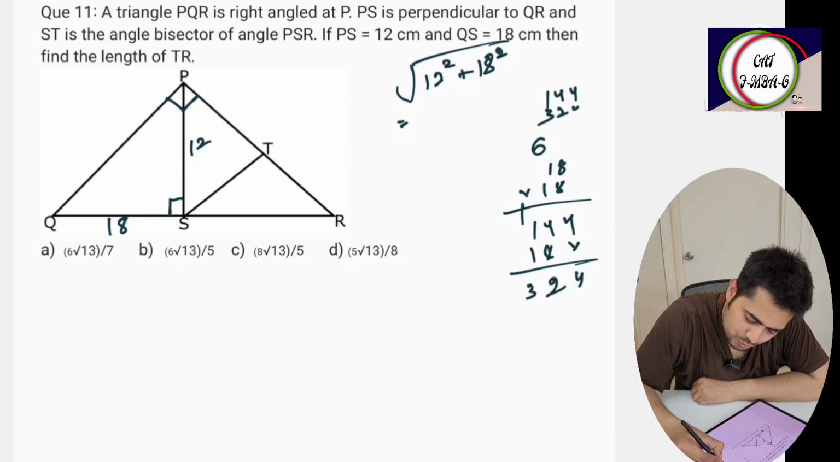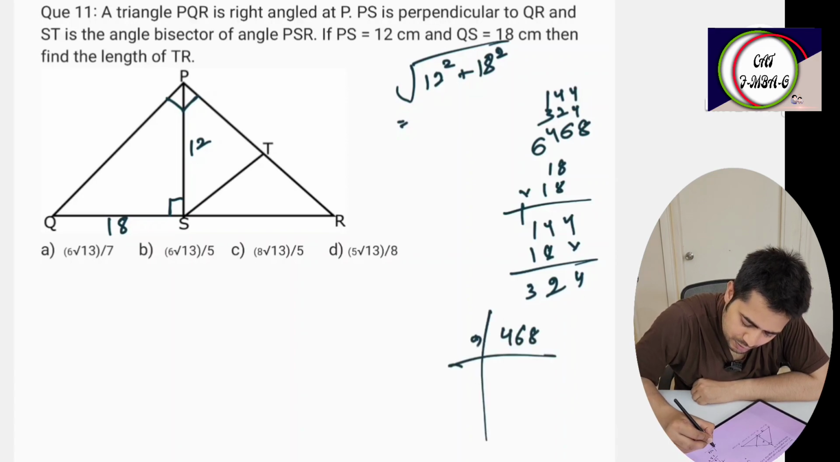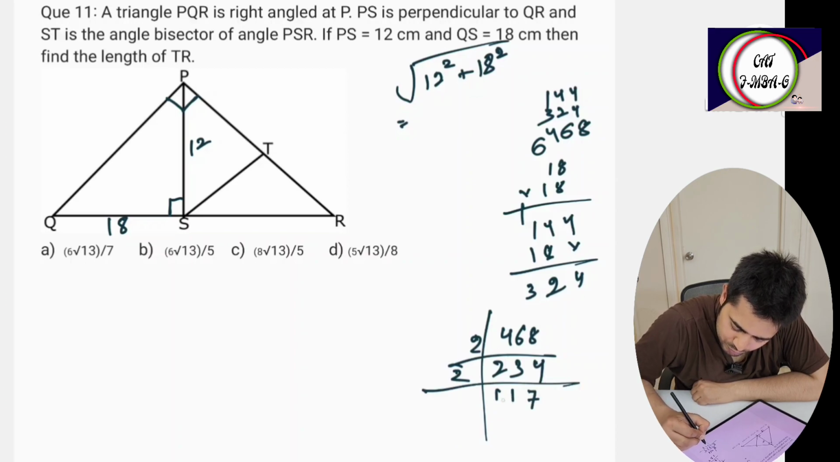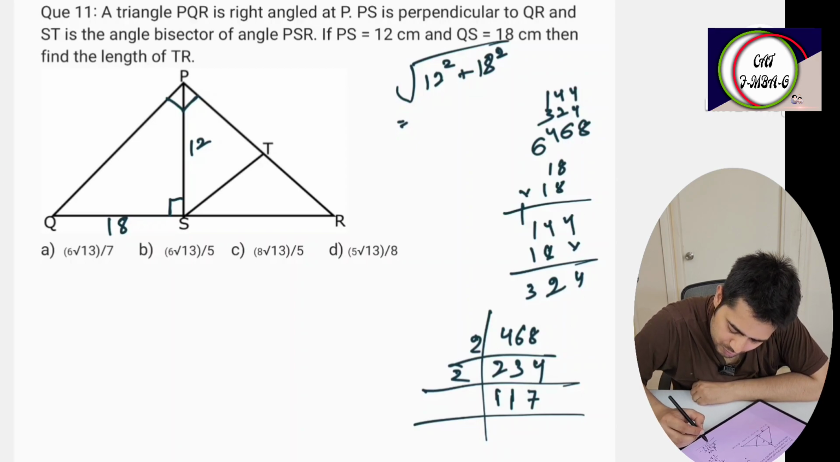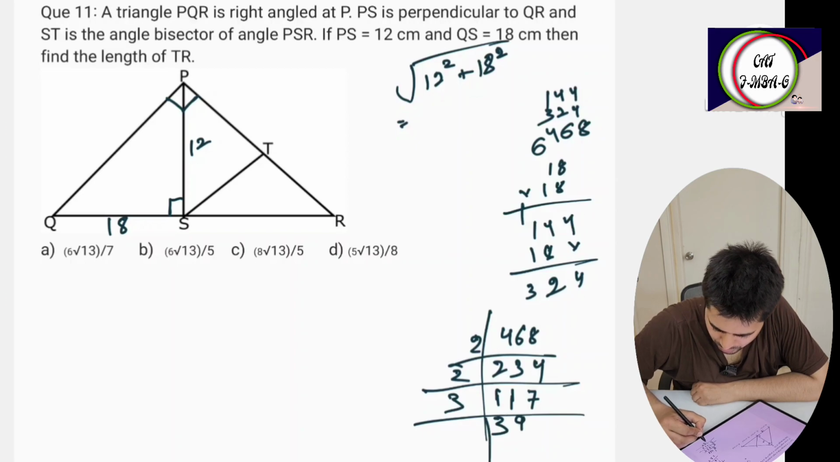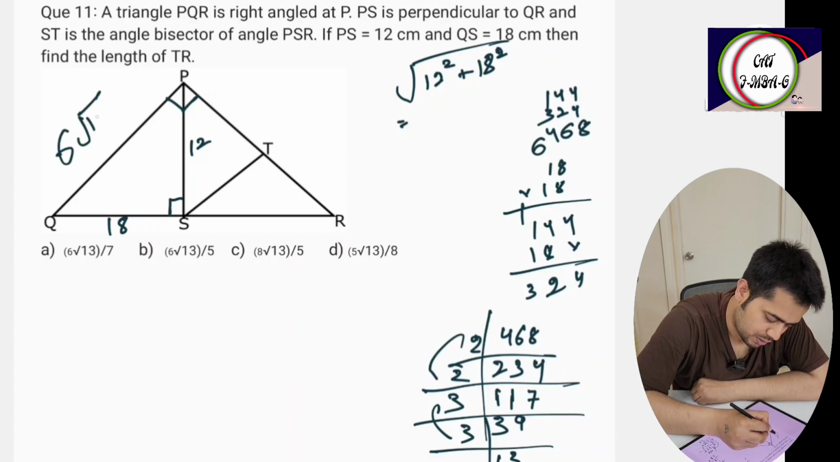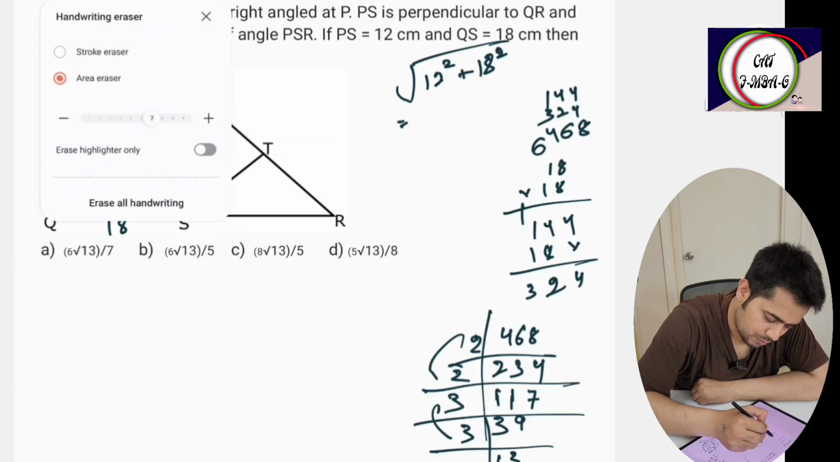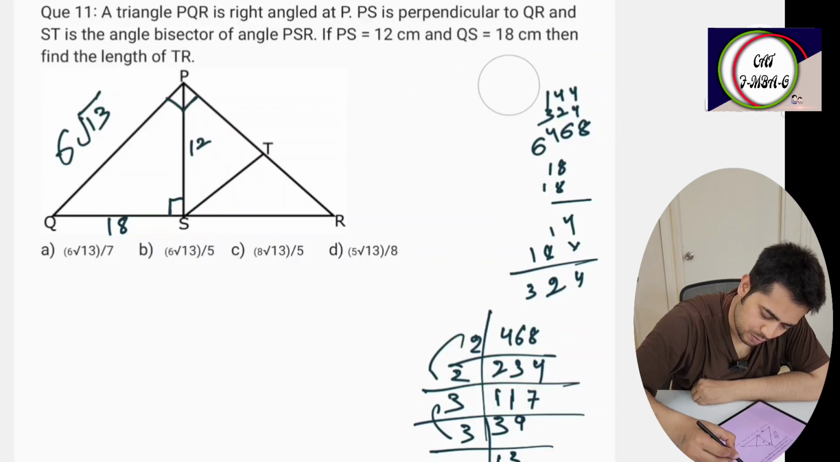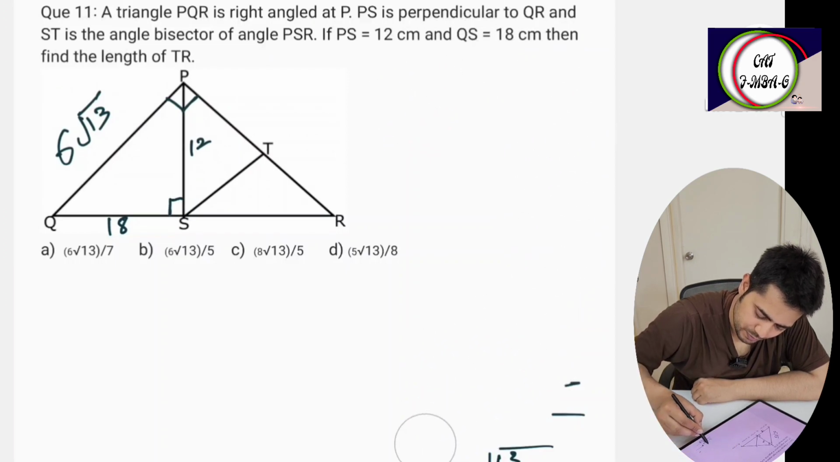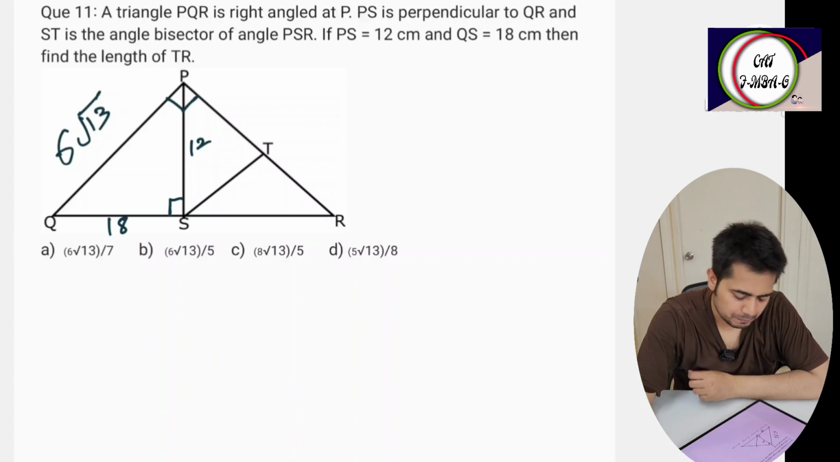Simplifying this, we get 3, 3, 9, 3, 9, 27, 3, 13. So 3 to 6. So this is 6 root 13. Okay, perfect. So PQ is 6 root 13. We calculated it by Pythagoras theorem.